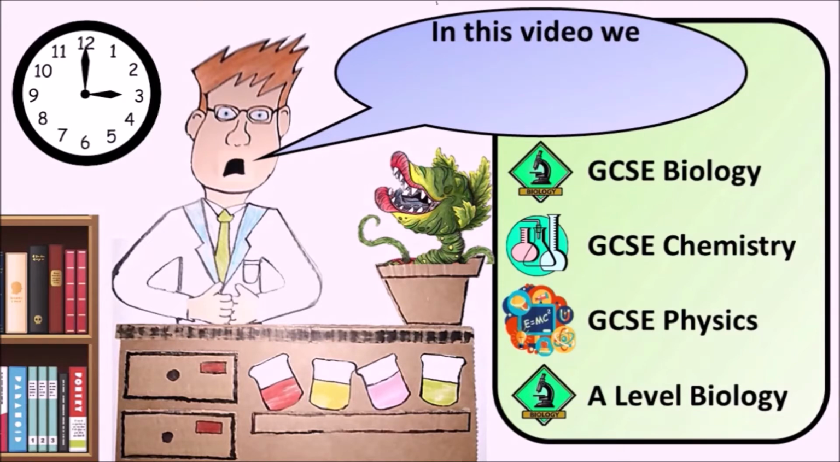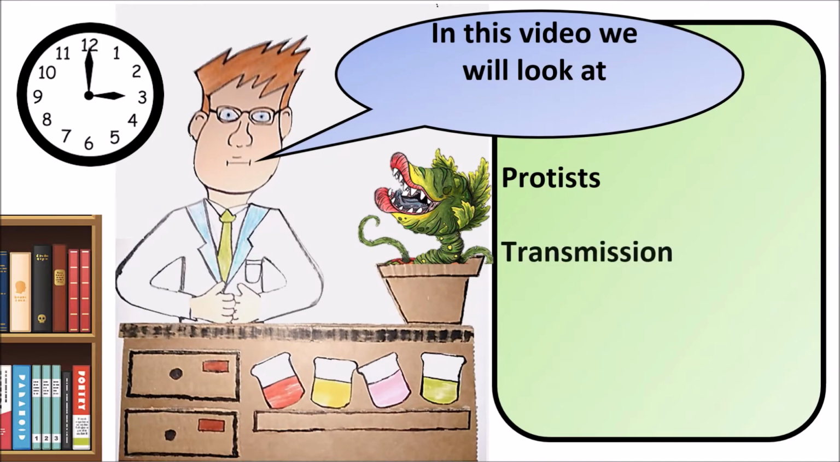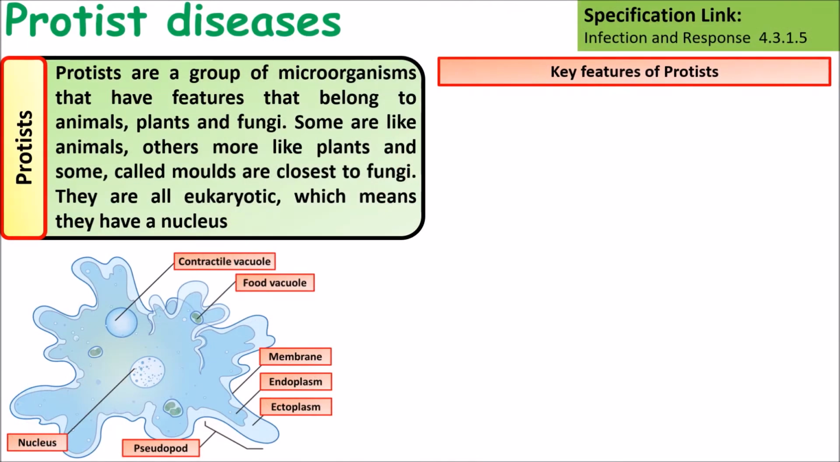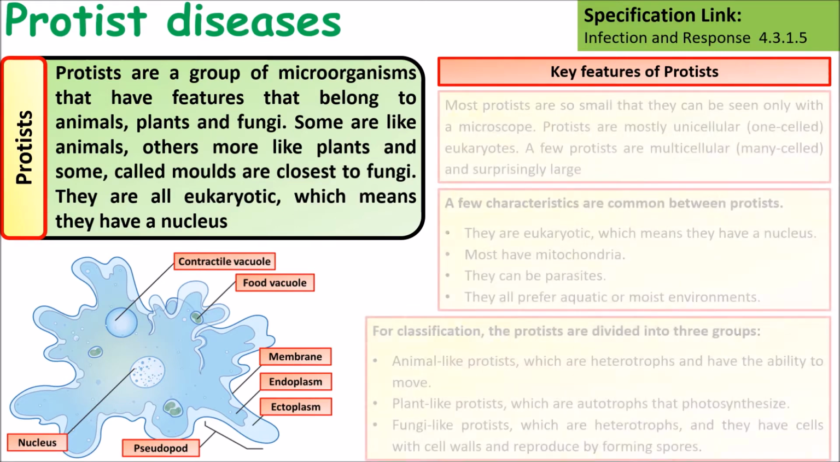In this video, we will look at protists, the transmission of protists, and malaria. So, there are some key features that protists have. Protists are a group of microorganisms that have features that belong to animals, plants, and fungi.